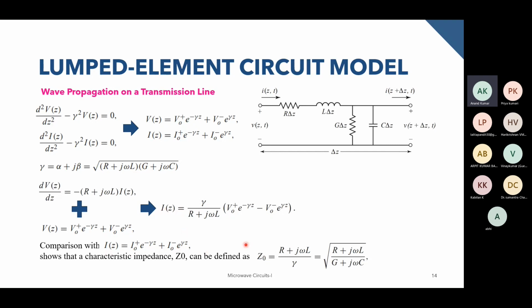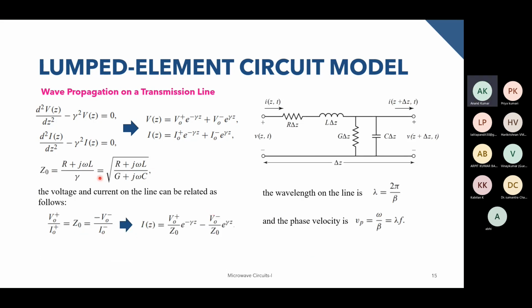If you compare this, we can define this particular term known as the characteristic impedance, which is given by R plus j omega L divided by gamma, and substituting the value of gamma over here, we can write this as the square root of R plus j omega L divided by G plus j omega C. So this is called the characteristic impedance, and this is a very important term. It will be used very frequently in the coming lectures, and if you are working with antennas or microwave circuits. So yeah, very important term.